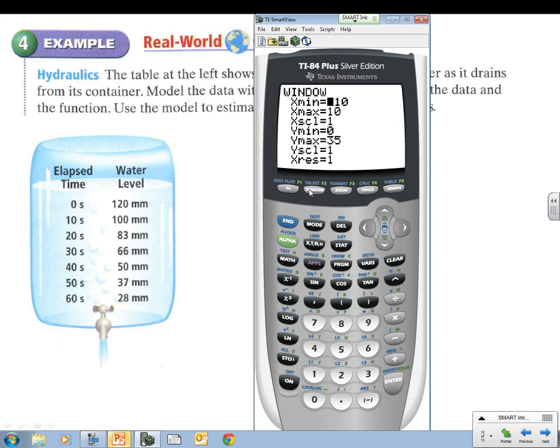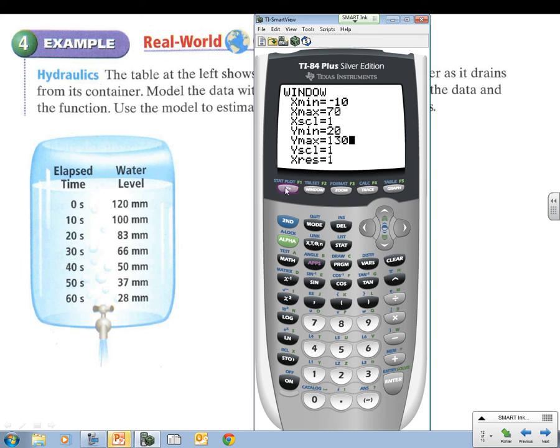Let's go ahead and set up my window range for this. -10 to, how about we go with 70 on this one, right? A little bit below 0, a little bit above 60. This is a little confusing. It's going down, so our smallest number is 28, so we want to be a little below 28. How about 20? A little above 120, so how about 130?